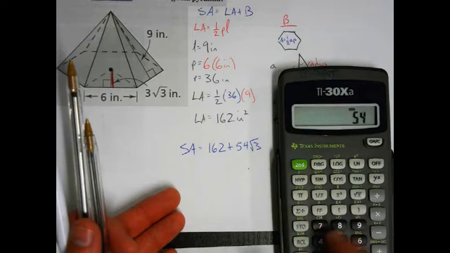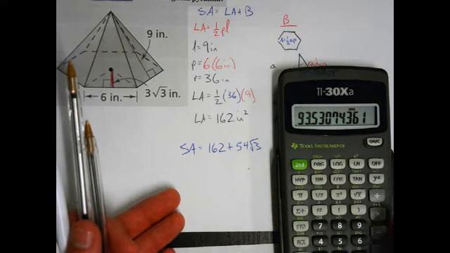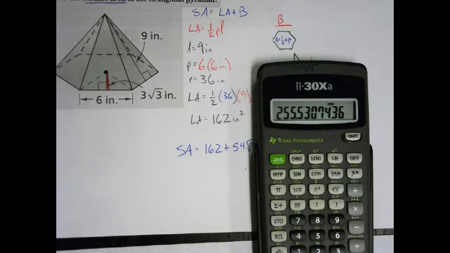54 times the square root of 3 equals, okay, so that's what that is. I'm going to add to it 162, and I will have my resulting surface area. So it all depends on the question, right?